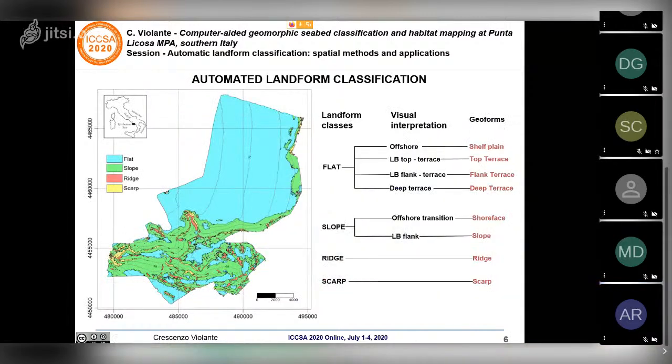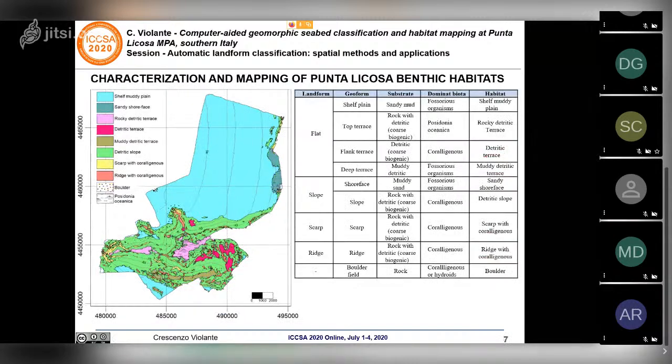But before that, we come to the point of this presentation, which is the automated landform classification. The BRESS algorithm was used to discriminate 4 landform classes, which are flat, slope, ridge, and scarps. And based on visual interpretation, these landform classes were translated directly or were considered as landscape elements of geoforms. On this base, once geoforms, substrates, and dominant biota were characterized, a habitat map, as you can see on the left, was constructed. On this basis, 9 habitats were identified, reported here in different colors, and these are the description. I go fast so we can go to the end.